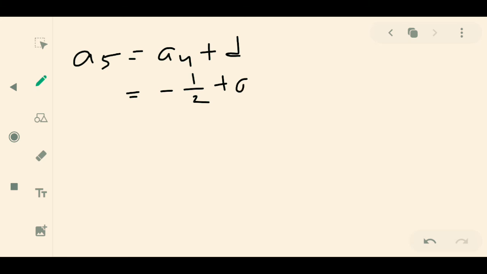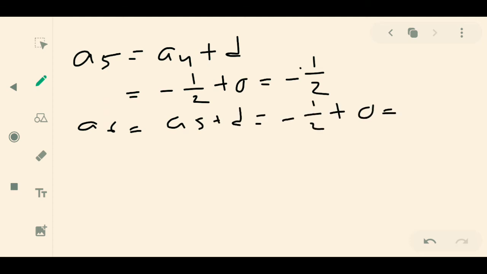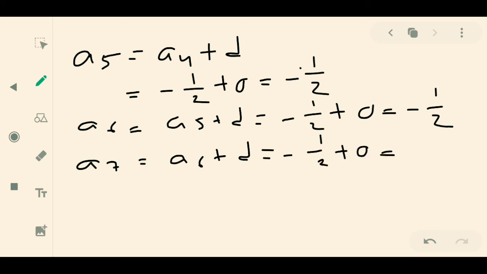Now it is in AP, so we have to find 3 more terms. What will they be? A5 is A4 plus D. So minus half, D is 0 only, minus half only will be there. A6 is A5 plus D, minus half plus 0, that means minus half only. And A7 is A6 plus D, minus half plus 0 equals minus half only. So every number is minus half only because the common difference is 0, so the same number will be there.